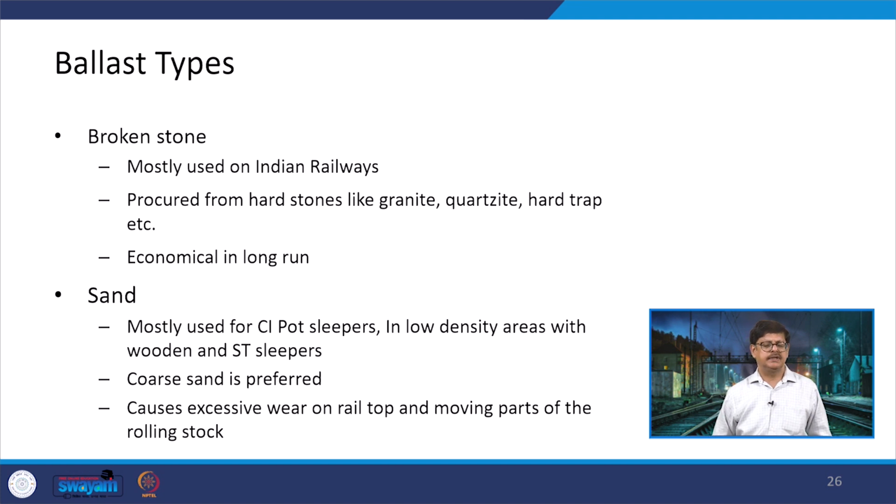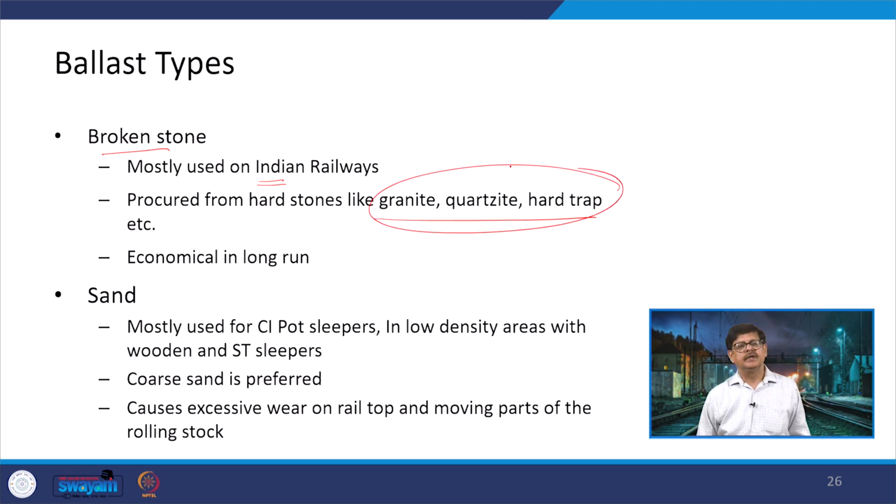There are different types of ballast which can be used. Broken stones are mostly used on Indian Railways, procured from hard stones like granite, quartzite, hard trap, and these, by name itself, are igneous rocks. So, they have better strength properties in terms of abrasion, in terms of impact, etc., and they are economical in the long run because they are able to bear the loads coming on them without breaking.